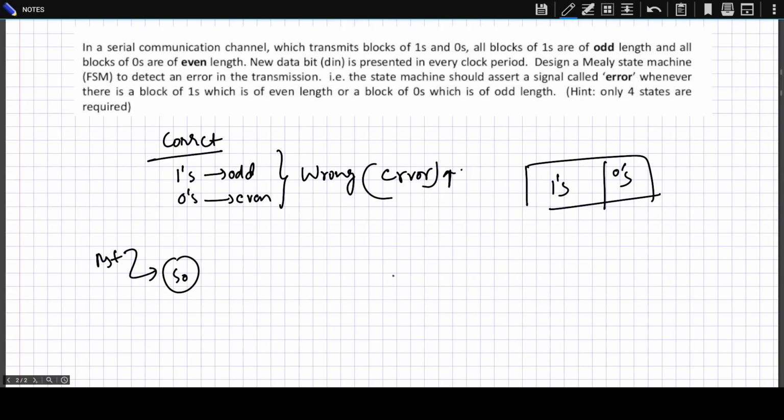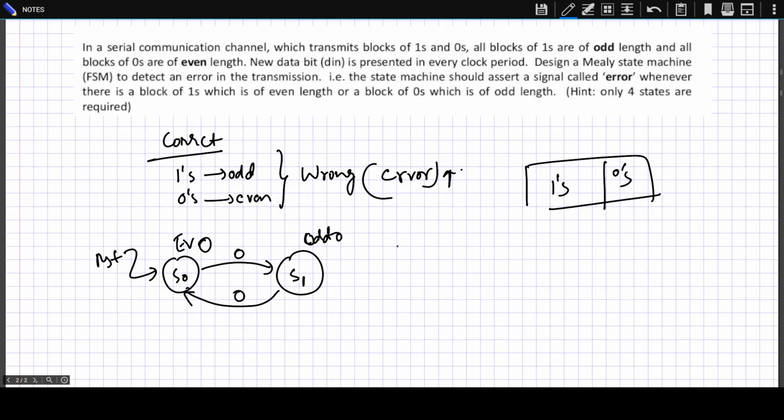When no zero has come, it is even zeros. When one zero comes, odd zeros. When two come, even zeros. When three, odd zeros. So when we press the reset button, it is expecting zeros, so it will naturally be in the even zeros state. Once we get a zero here, we go into state S1, which represents an odd number of zeros. Again we get a zero, then we move back to S0, which represents an even number of zeros.